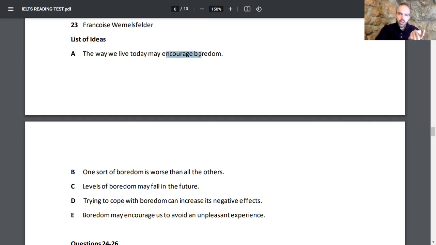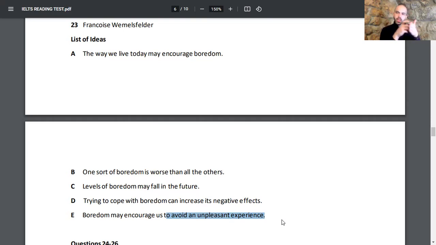For example, we have encourage here. We have today is a keyword. So we have one sort of boredom is a keyword. Worse is a keyword. Levels, fall in the future is a keyword. Cope with, trying to cope with is a keyword. Increase its negative effects. So the whole sentence here actually is full of keywords. Boredom may encourage us to avoid unpleasant experience. So as you can see, it's not about only one word.